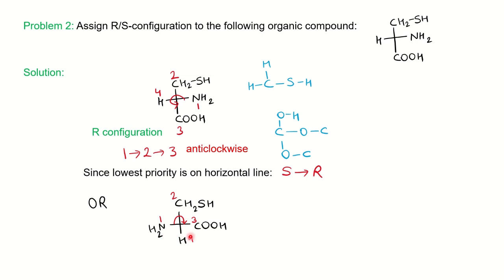And you can see here we have done the rotation of these 3 atoms by keeping the CH2SH constant, and then the least priority is on the vertical line. Now we have to see the rotation 1, 2, 3. It is coming clockwise, and we know clockwise is the R configuration. So either way, both are correct ways to solve. You can choose any one method and do it.